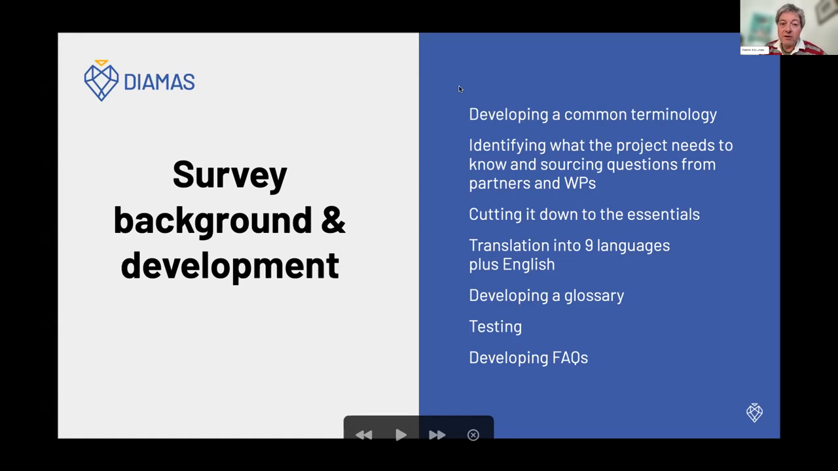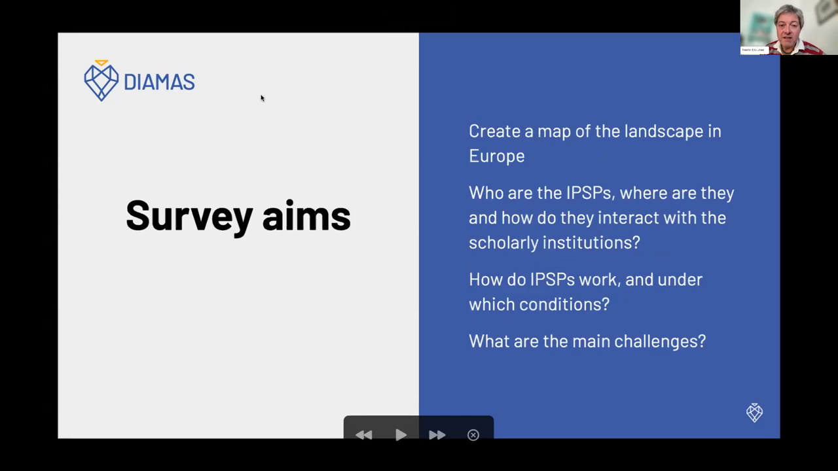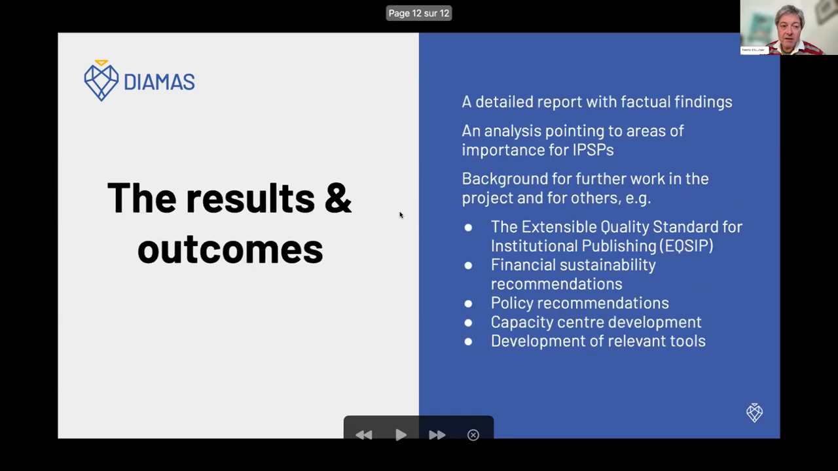And the aim of the survey is captured here: to create a map of the landscape in Europe, to understand who are the IPSPs, where they are, how they interact with their scholarly institution, how they work, in which conditions, what are their main challenges. And that's what will be presented and is presented in the landscape report.